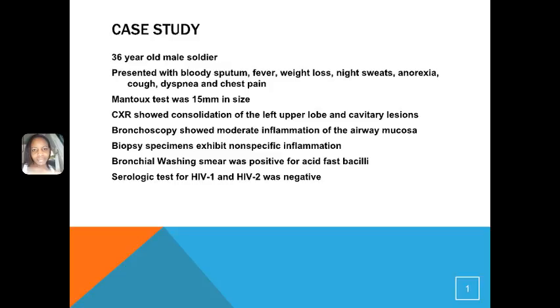Bronchoscopy showed moderate inflammation of the airway mucosa. Biopsy specimen exhibited nonspecific inflammation. Bronchial washing smears were positive for acid-fast bacilli. Serologic test for HIV-1 and 2 was negative.